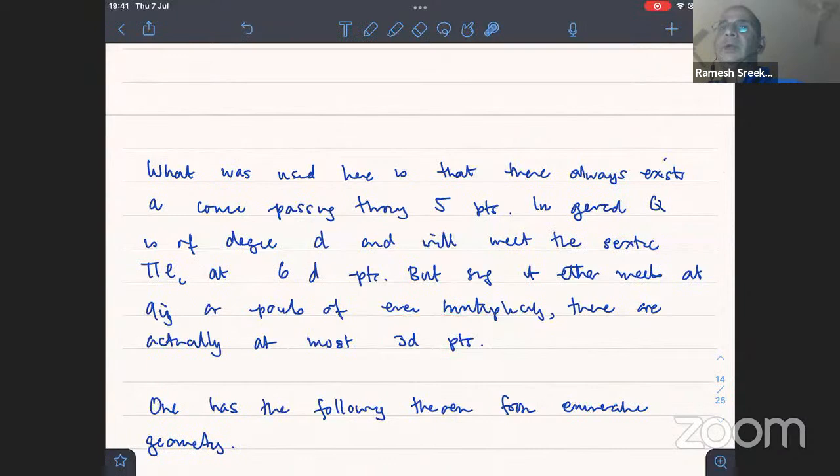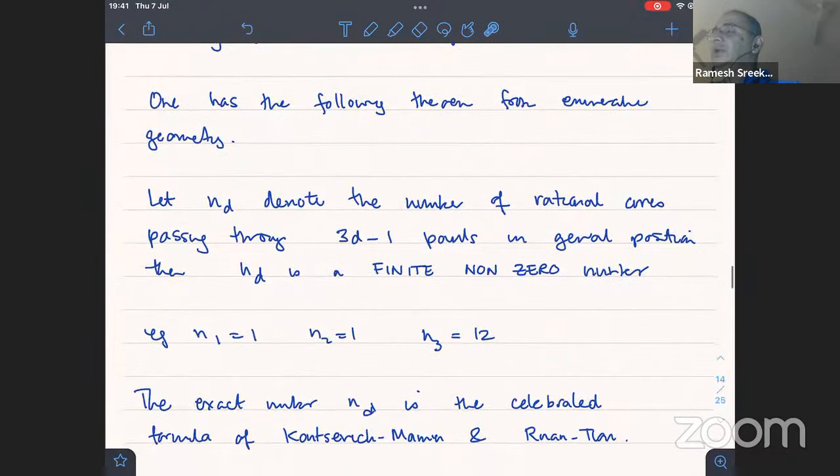But then you have the following theorem from enumerative geometry. Let N_D denote the number of rational curves passing through 3D minus 1 points in general position, right?